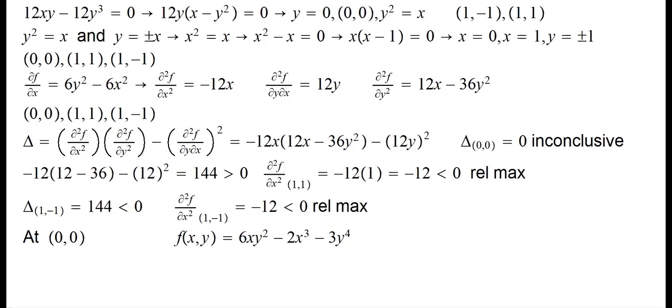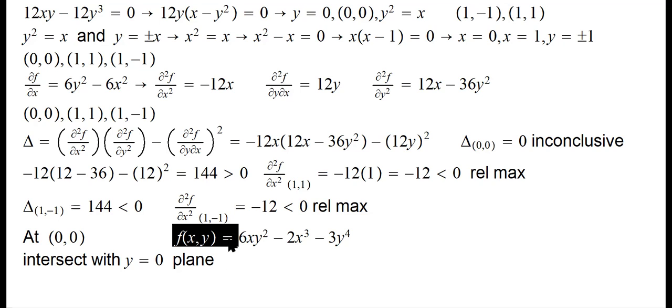Okay. So generally, I just start looking at it through different paths and see how it's behaving locally at that point. So what happens here is, say we intersect this with the y equals 0 plane, which means that we are looking at it in the xz plane. Then what happens in the y equals 0 plane? This is going to become simply negative 2x cubed.